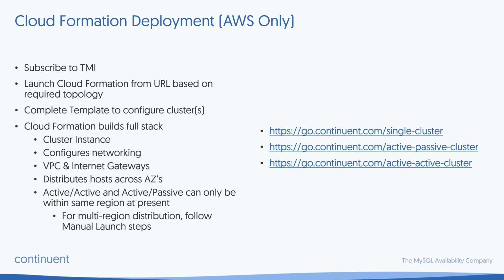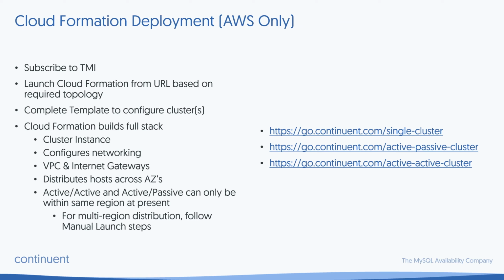If you are in AWS, you can launch via CloudFormation. Obviously, this is AWS only, but first of all, you need to subscribe to the TMI in the same way through that marketplace. And then you can use any of these 3 links to launch the CloudFormation templates, either a single cluster, an active-passive, or an active-active cluster. Once you launch that, there'll be various options where you need to fill all the details in, and then it will build a full stack deployment for you.